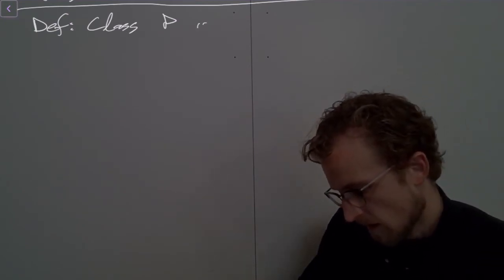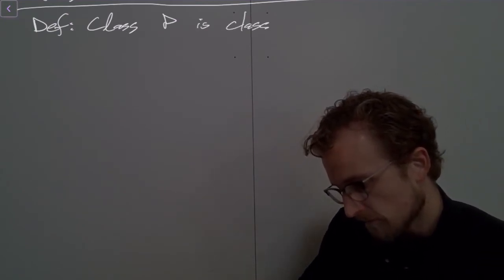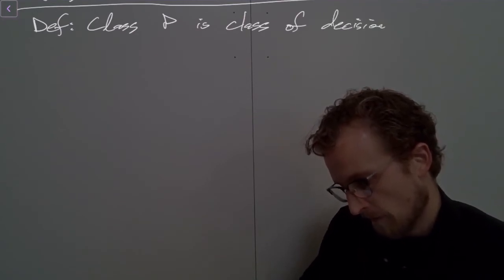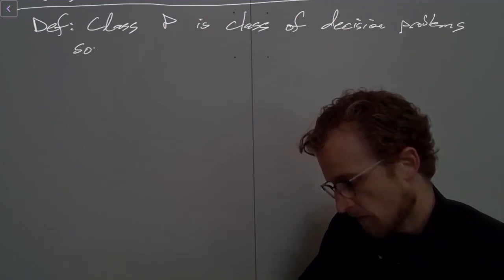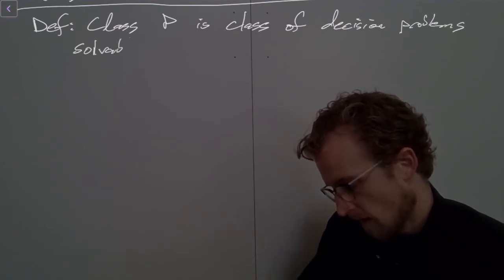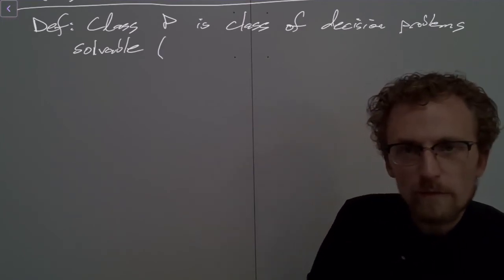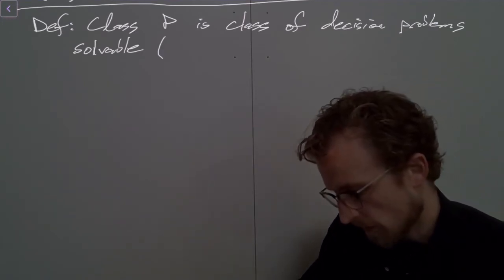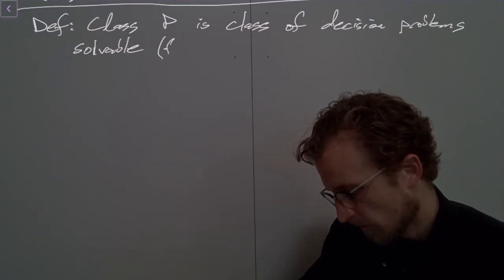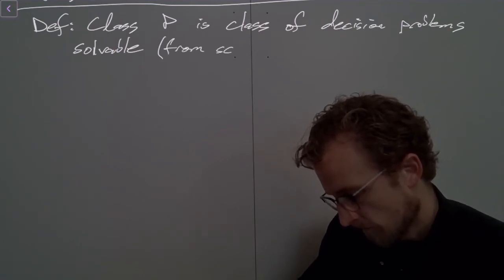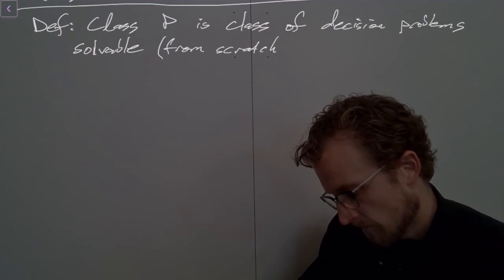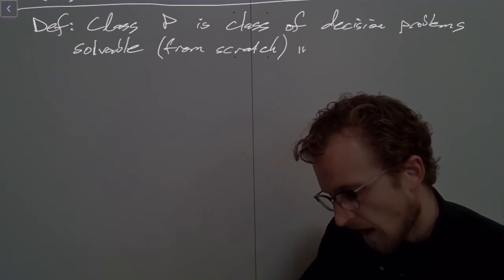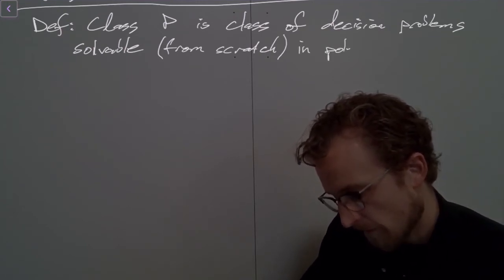Class P is the class of decision problems solvable, and just for the sake of clarity, I'm going to include from scratch, with no additional information about the problem or the solution. So from scratch, in polynomial time.